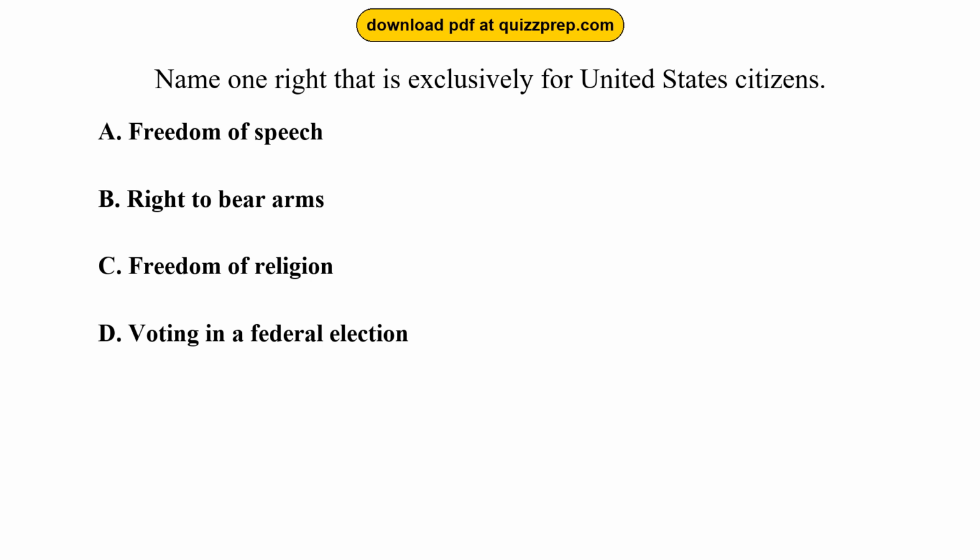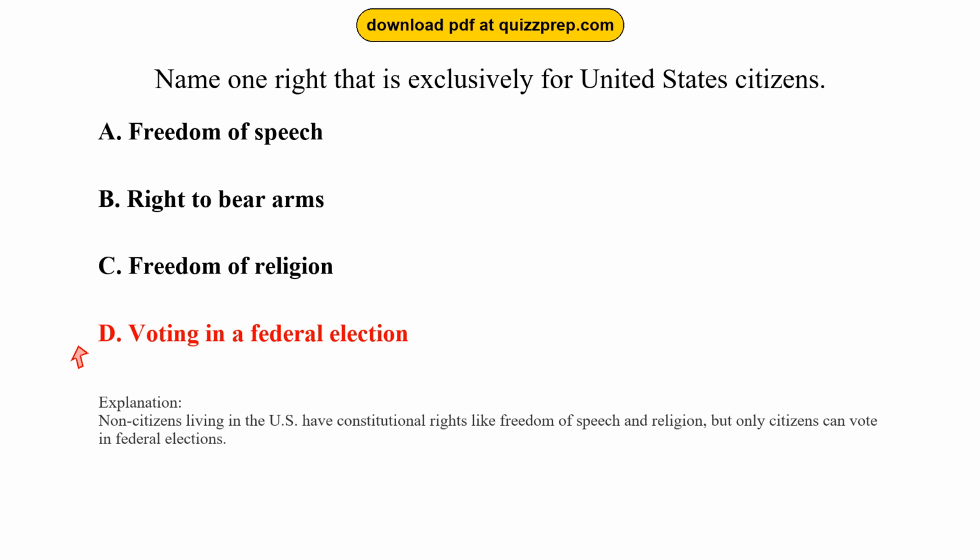Question 50. Name one right that is exclusively for United States citizens. Option A, freedom of speech. Option B, right to bear arms. Option C, freedom of religion. Option D, voting in a federal election. The correct answer is option D, voting in a federal election. Non-citizens living in the U.S. have constitutional rights like freedom of speech and religion, but only citizens can vote in federal elections.